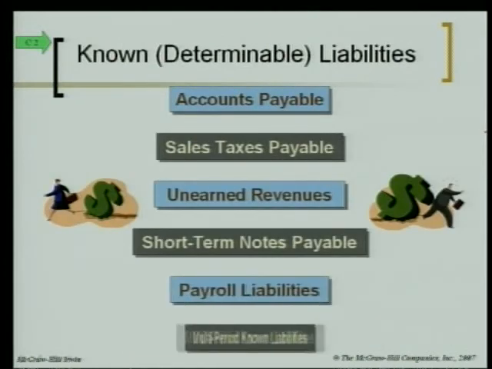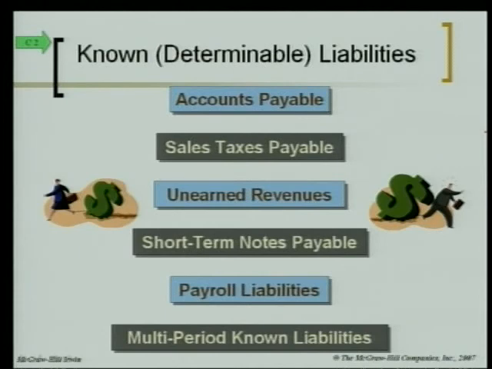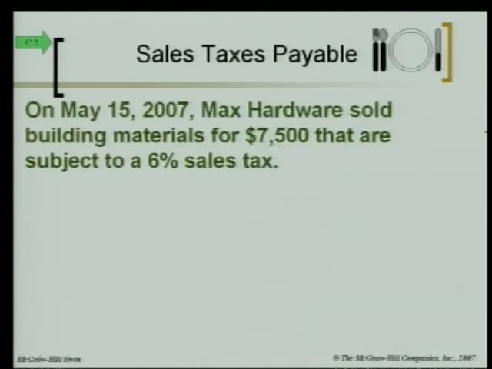Now, before we talk more about those, we are going to talk about some known or determinable liabilities, where we do know who we're going to have to pay, we do know when we're going to have to pay it by, and we do know how much we're going to have to pay. Examples of those would be accounts payable. We've talked about that before. Sales tax payable, okay? Sales tax payable is a known liability. Unearned revenues we've discussed before. Any sort of short-term notes payable. Payroll liabilities, okay? Or multi-period known liabilities. Okay? Let's talk about some of these in turn.